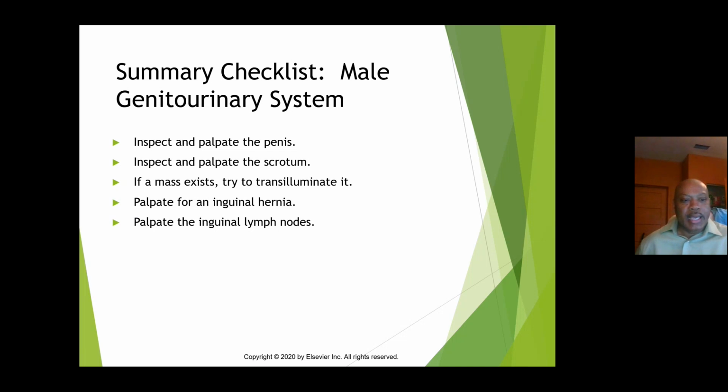And then, of course, we reach the end, which is the summary checklist. And so we are inspecting and palpating the penis. We're doing the same with the scrotum. If a mass exists or edema, we want to try to transilluminate it. Remember, it would be like a bright red color. We're also palpating for inguinal hernias, and also palpating inguinal lymph nodes, and we know how lymph nodes should feel, how they should appear normally, and that information, of course, is on page 705, just your checklist.